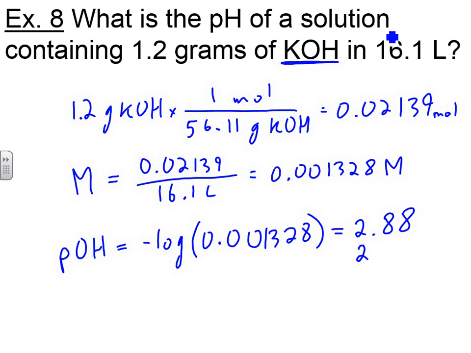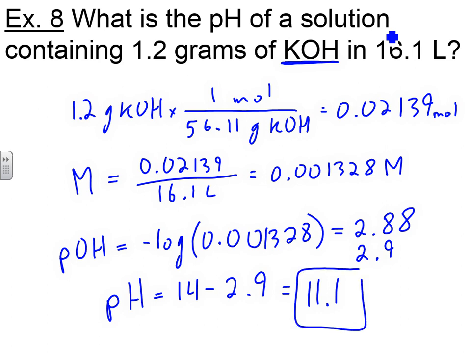And to get the pH again, pH is 14 minus that, which should be 11.1. Good. So 11.1 is the pH. Now notice that corresponds to it being a basic solution. For a base, we want a high pH, and that's a good thing to check at the end to make sure you have a high pH if you indeed have a base.